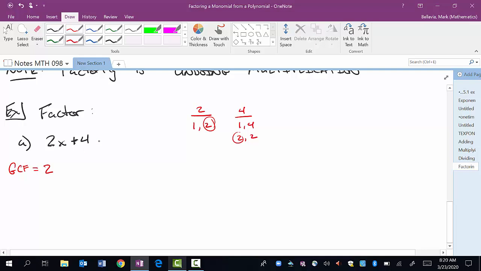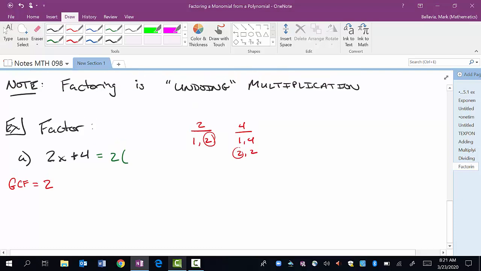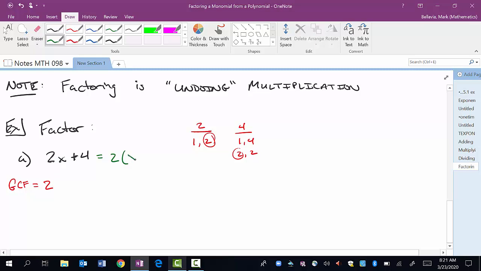When I do this, we usually write the GCF out in front. Then in parentheses, because parentheses represent multiplication, and I'm trying to undo the multiplication to show what it was, I put whatever's left over when I divide 2 out of each term. Dividing 2 out of each term is me undoing the multiplication. So 2x factoring out 2, or dividing by 2, gives me just x. And 4 divided by 2 gives a positive 2. So 2x plus 4 factors down to 2 times (x plus 2).